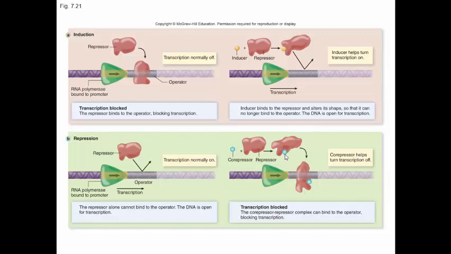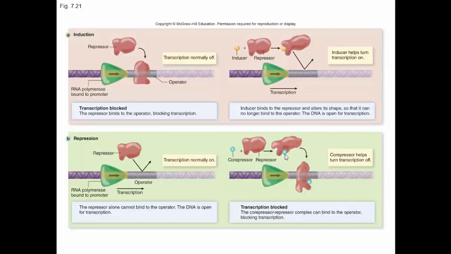Co-repressors are special molecules that bind to the repressor and allow the repressor to bind to the operator site of the DNA. The repressor shape is altered by the binding of the co-repressor, which enhances its binding affinity to the operator site. The gene expression is blocked. And you can see how this occurs in this diagram. Transcription is blocked. You've got RNA polymerase bound to the promoter, but you've got a repressor. Normally, transcription is off.